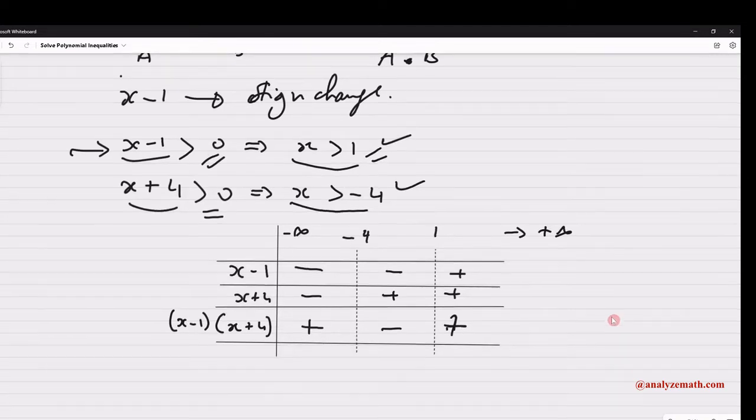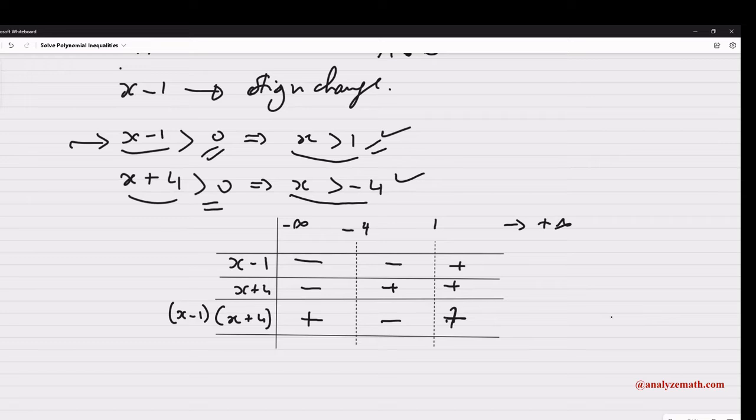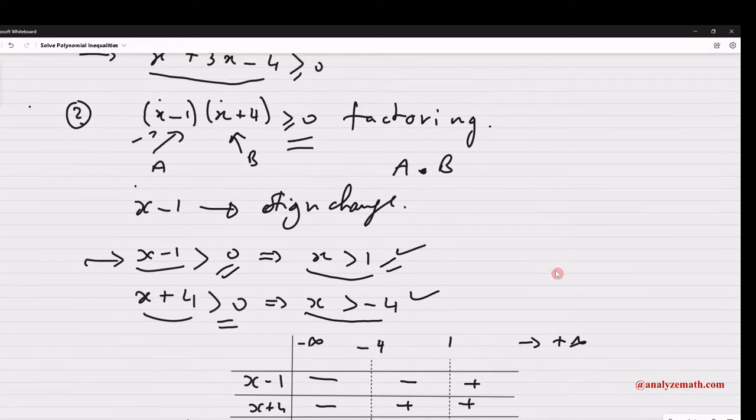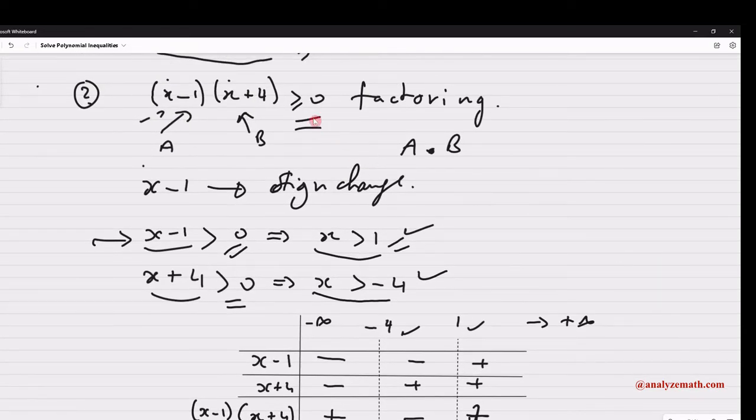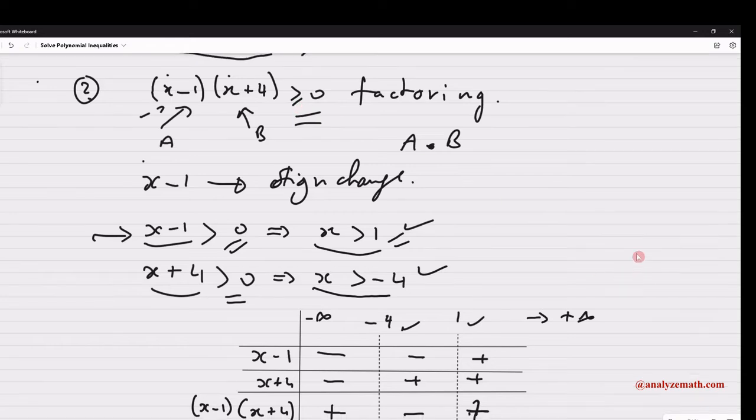Good. We are looking for this. Now remember what we are solving. This to be positive or 0. So this interval positive, it's good. This interval, it's positive, good. 0 also taken, so the minus 4 is also a solution, and the 1 is also a solution. Why? Because they give you 0, and our inequality is equal to 0 as well.